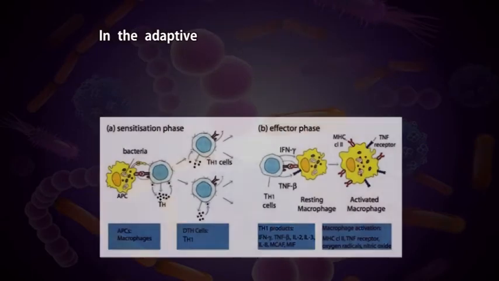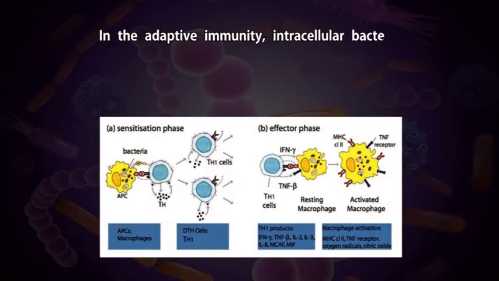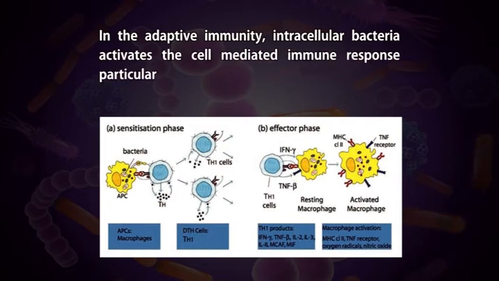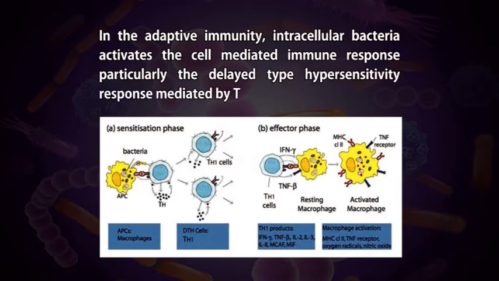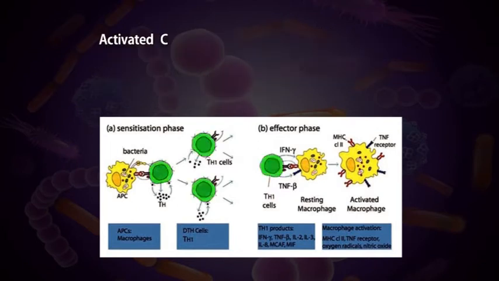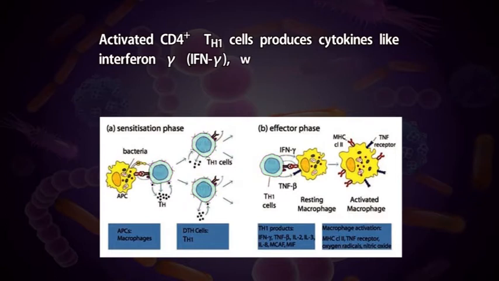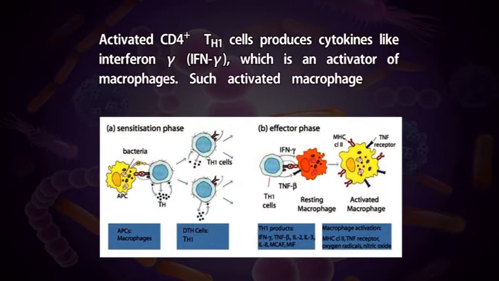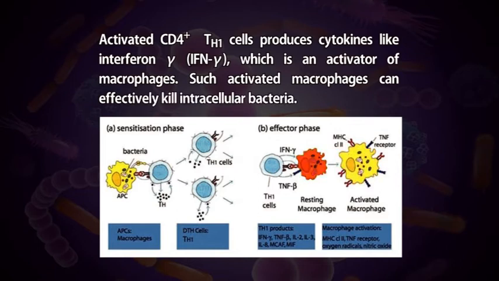In the adaptive immunity, intracellular bacteria activate the cell-mediated immune response, particularly the delayed type hypersensitivity response mediated by T helper 1 cells. Activated CD4 positive T helper 1 cells produce cytokines like interferon gamma, which is an activator of macrophages. Such activated macrophages can effectively kill the intracellular bacteria.